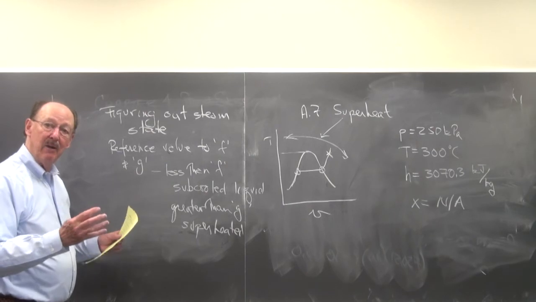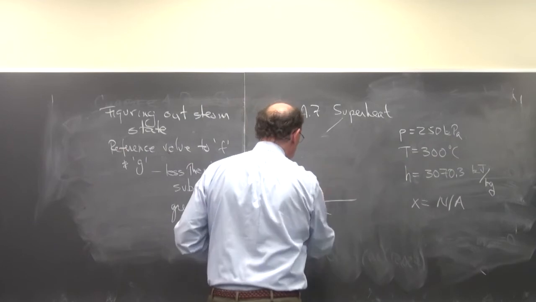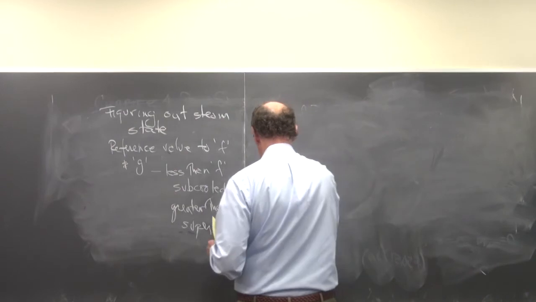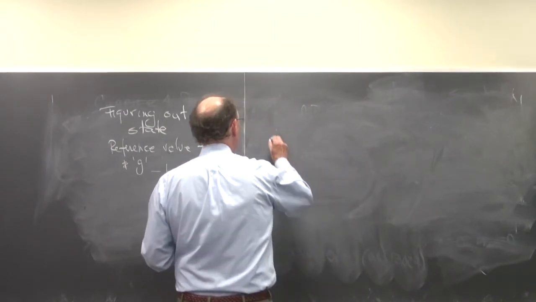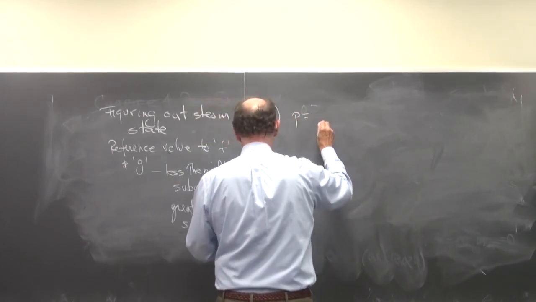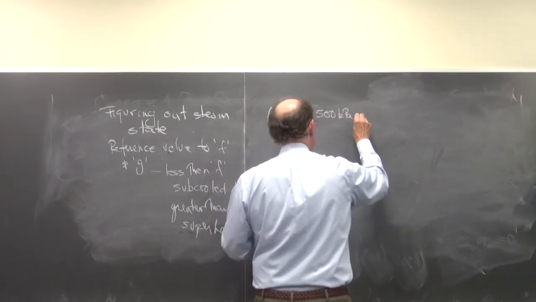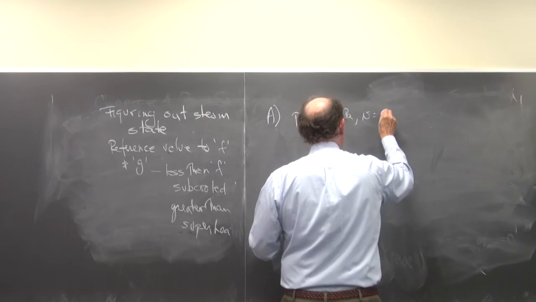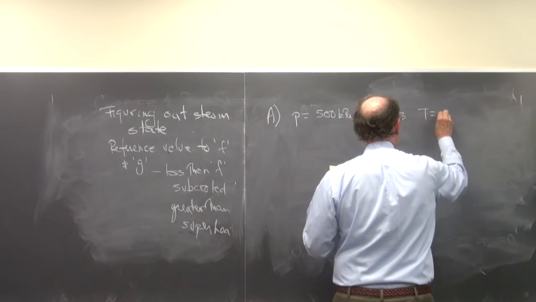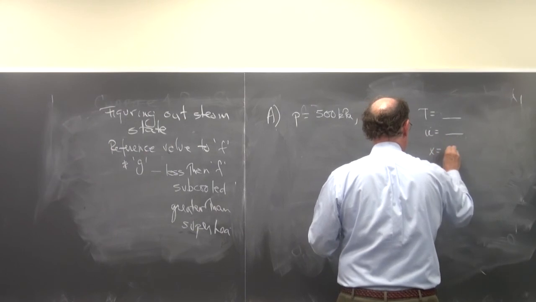So now let's look at some of these problems. Let me write these down, and then you can work on them, and then I'll go over how to find them. So A, we're going to have P is equal to 500 kPa. Specific volume is equal to 0.123. And we want to find T is equal to what? Internal energy is equal to what? The quality is equal to what?